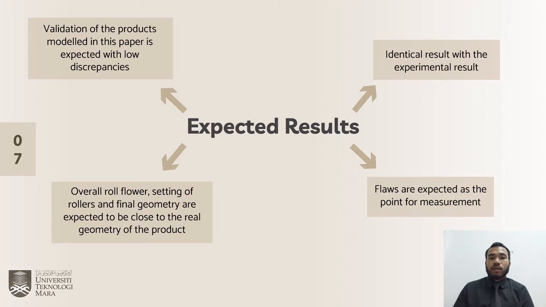During the course of this study, the results that are expected to be obtained are identified. It is expected to validate the results using the simulation with the experimental value with low discrepancies, as suggested by past researchers. The overall geometry is also expected to be the same as the experimental geometry of the product. There are, however, flaws that are expected to be present in doing the simulation. This is due to the algorithm of the software and some limitations of the software that is being used.